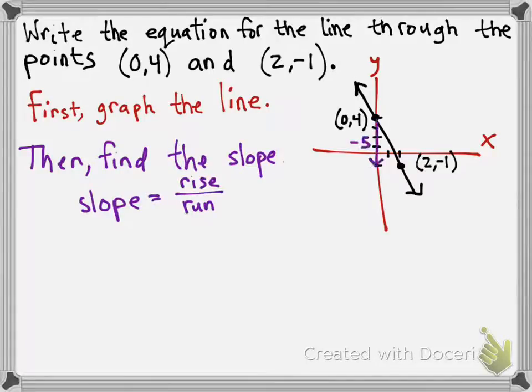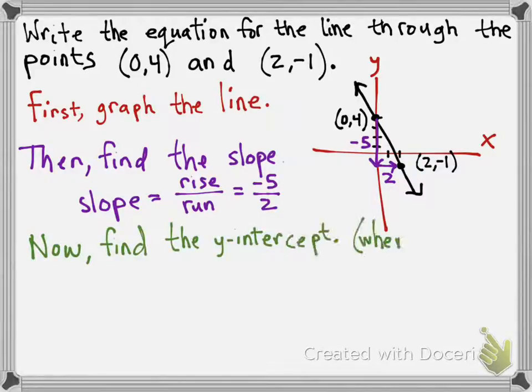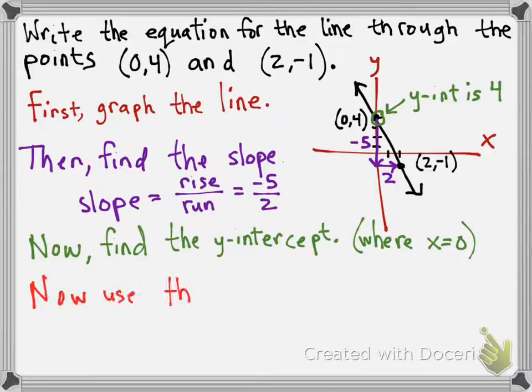In this case, it's going to rise -5 because it's going down 5, and the run would be +2 since it goes down 5 over 2. So our slope is -5 over 2. The y-intercept is the point on the graph where x equals 0. So we would go to the point (0, 4), and that would be our y-intercept. The number 4 is the y-coordinate, which is the number we're going to use for b in our equation.